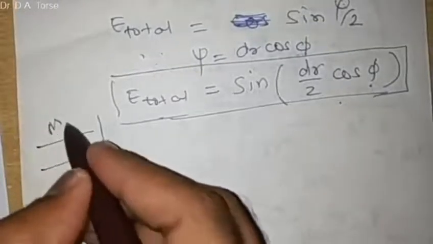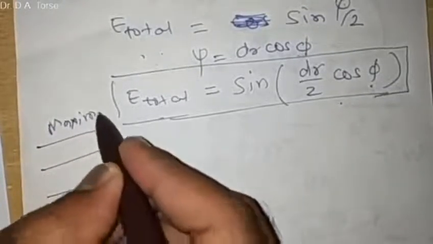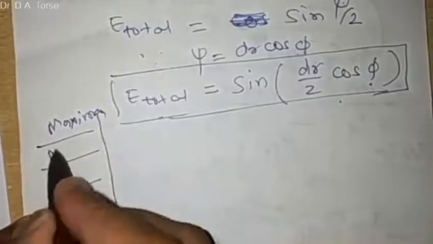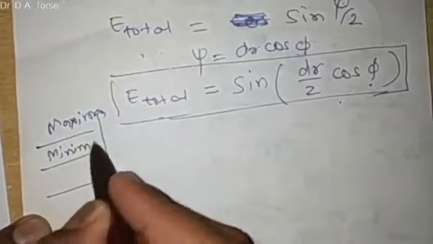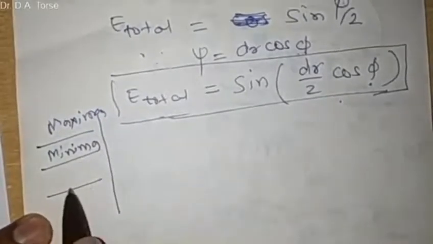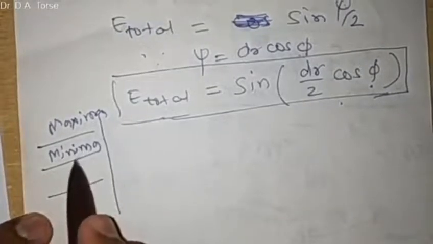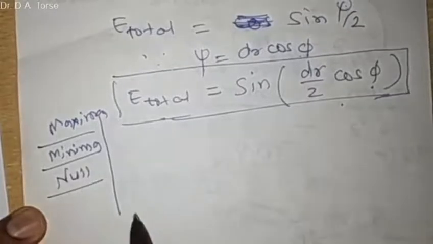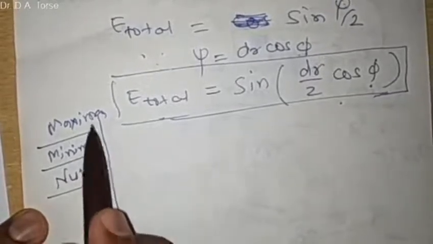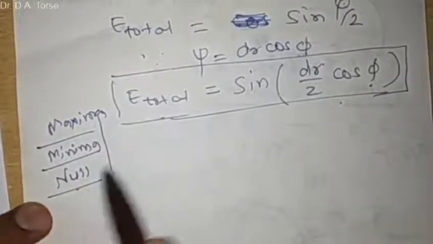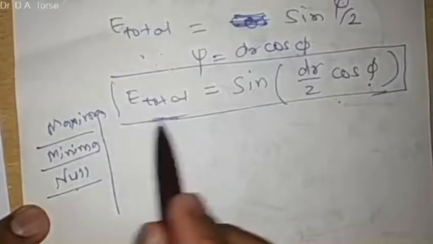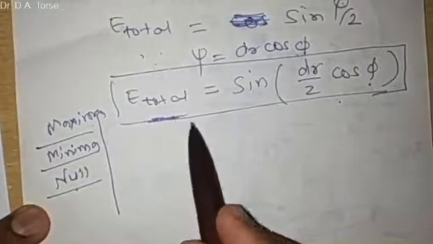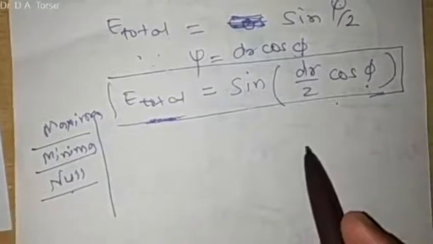We find maxima, which we call the major lobe. Then we find minima, which we represent by side lobes or back lobe. And then there is another very important term called null. So to find the maxima, minima and null of the pattern from this electric field radiation pattern equation, we need to do some additional substitutions.